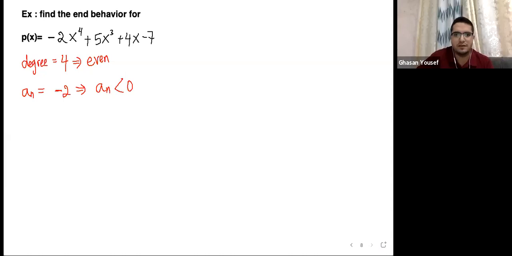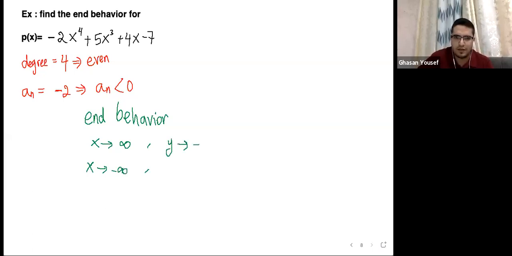here the end behavior: when x goes to infinity and when x goes to minus infinity, y goes to minus infinity and y goes to minus infinity. Is it clear? So this is the end behavior for this example.